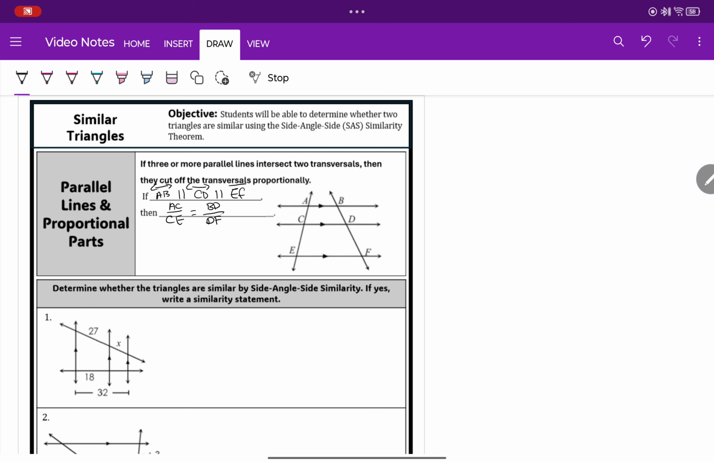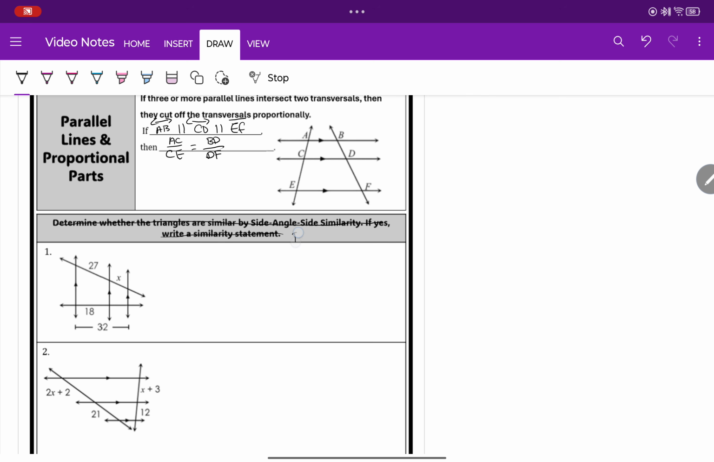Okay, so we're going to do a little bit of practice with this. Again, I apologize, the instructional part is incorrect for below, and we are just finding the value of x. All right.